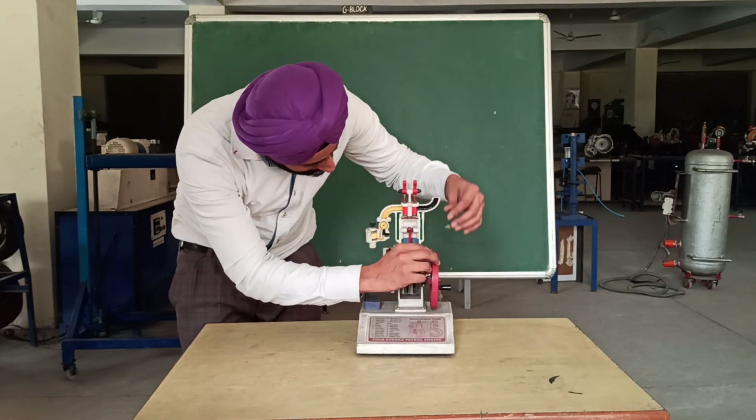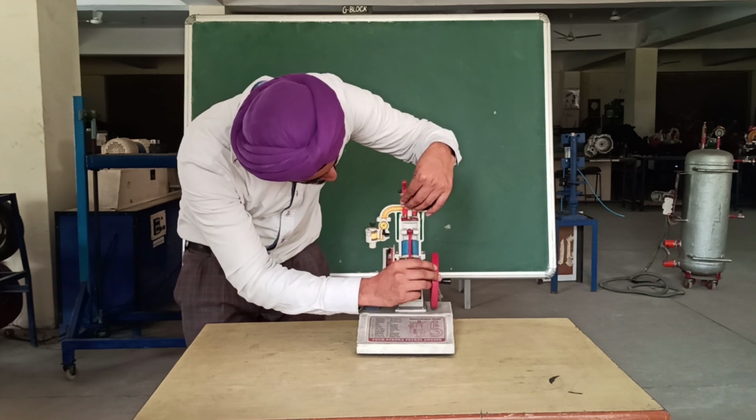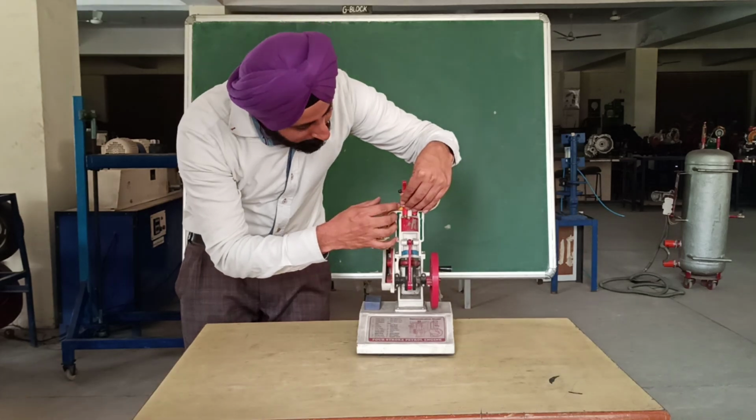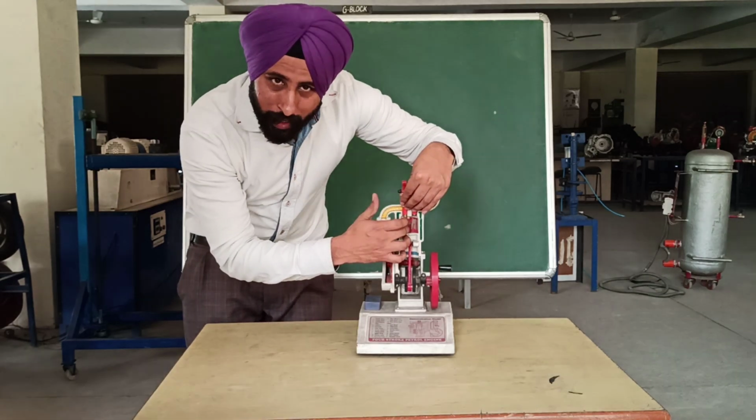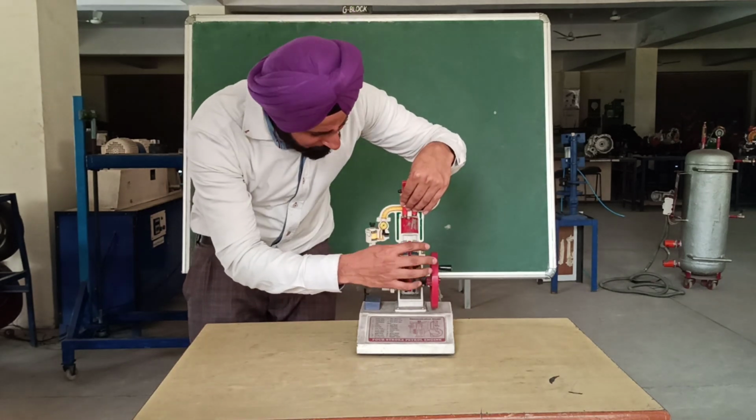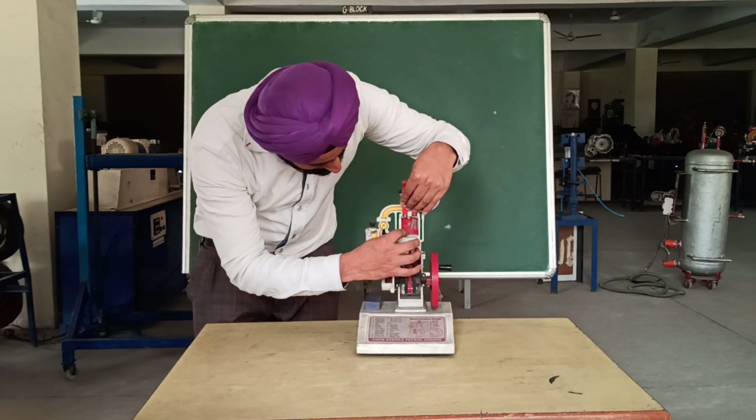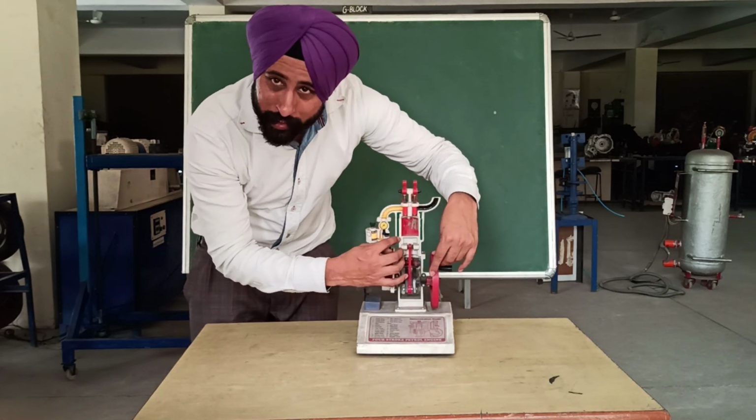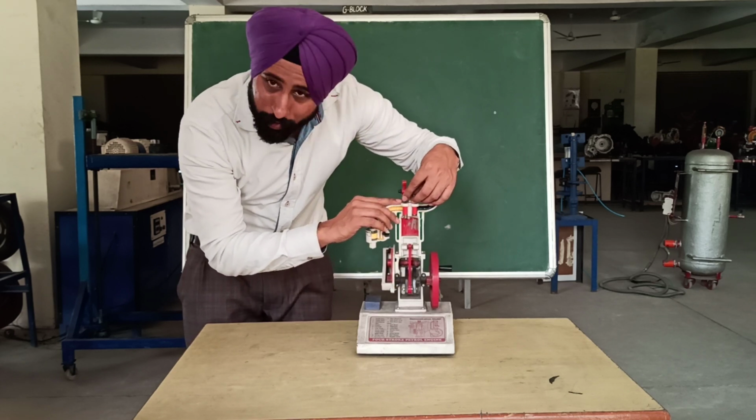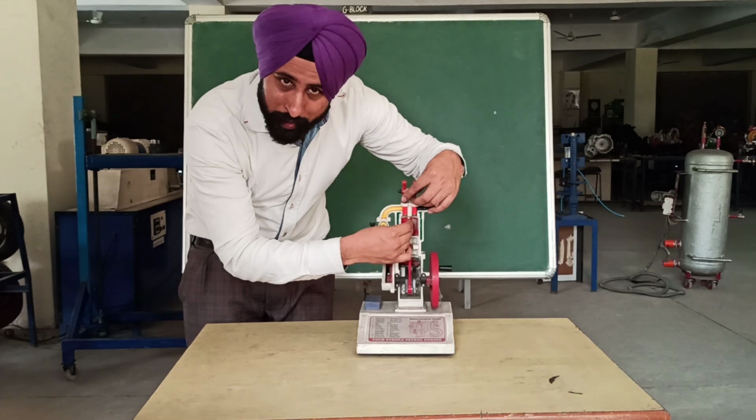When it starts moving downward, these valves open. As a result, a mixture of air and fuel starts entering the cylinder chamber, and this stroke is known as the suction stroke. Almost when this piston reaches the BDC, these valves close. As a result, both the valves are closed and the suction stroke is completed.